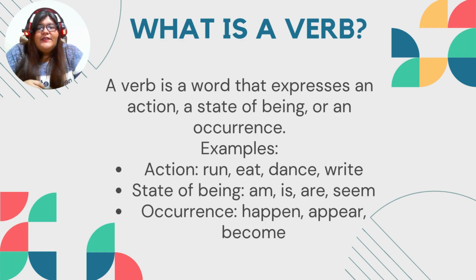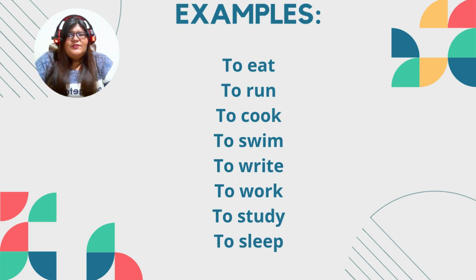For example, we have the action: run, eat, dance, write. Then we have a state of being: I am, is, are, and seem. An occurrence: happen, appear, and become. So if you don't understand completely what a verb is, I recommend you watch my video about verbs to understand this topic a little bit better. But we have here some examples: to eat, to run, to cook, to swim, to write, to work, to study, or to sleep.